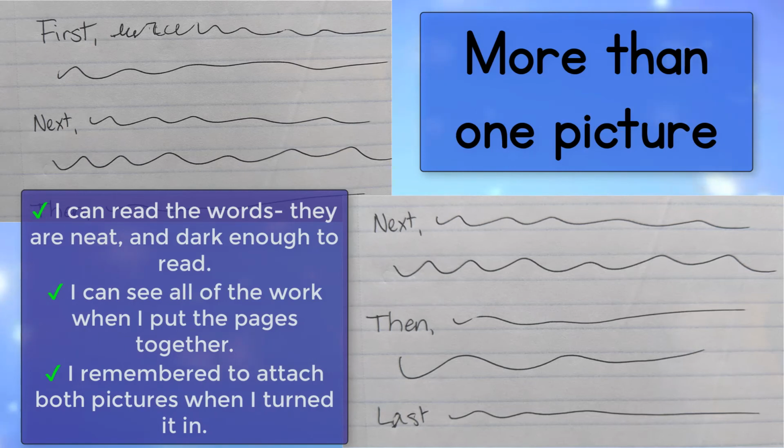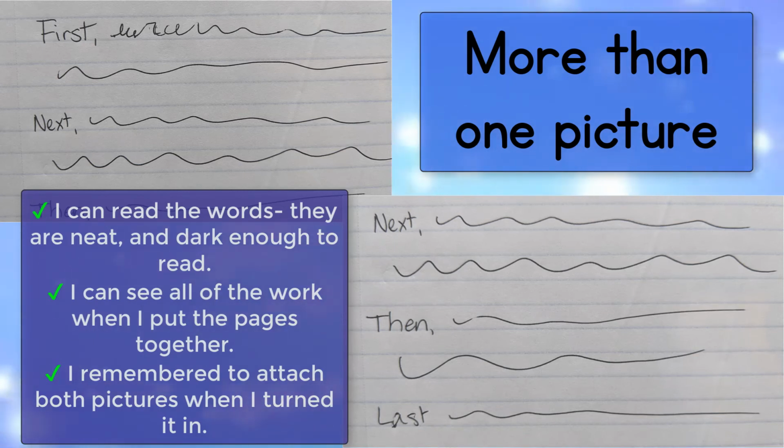So if you notice on the picture on the top, I see the first and next. And then on the picture on the bottom, I showed the next again. You don't necessarily have to do that. I just made it easier. But I see next, then, and last. So I can see first, next, then, and last. I can see all of the things I was expected to show in this assignment. There's one more thing when you have more than one picture that you need to check when you're turning it in, and that's that you remember to attach both of them on Google Classroom.